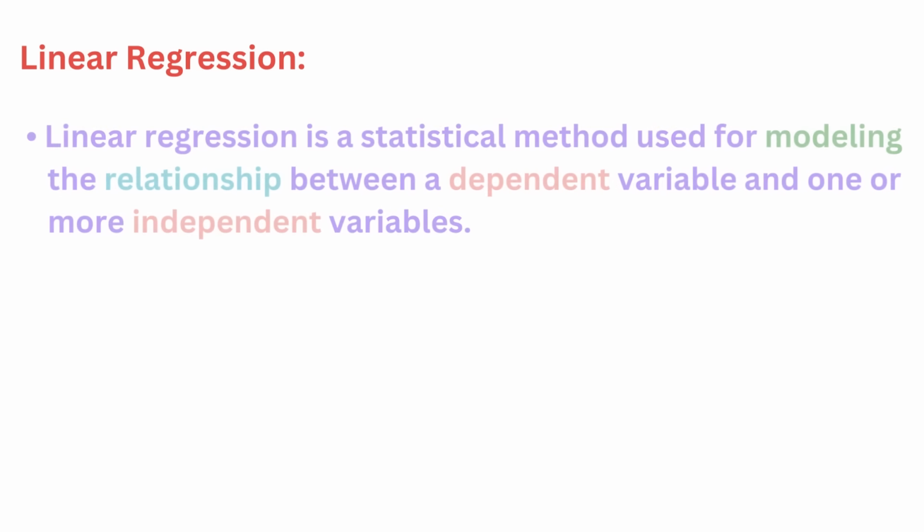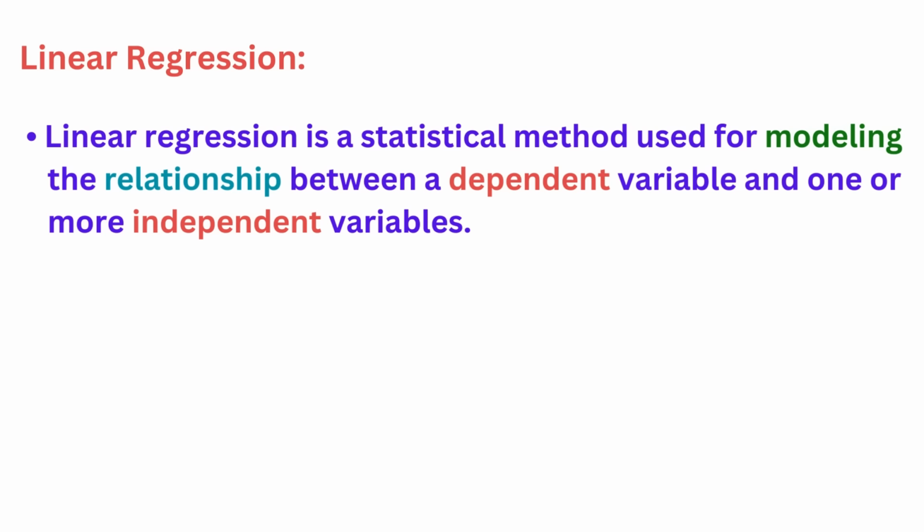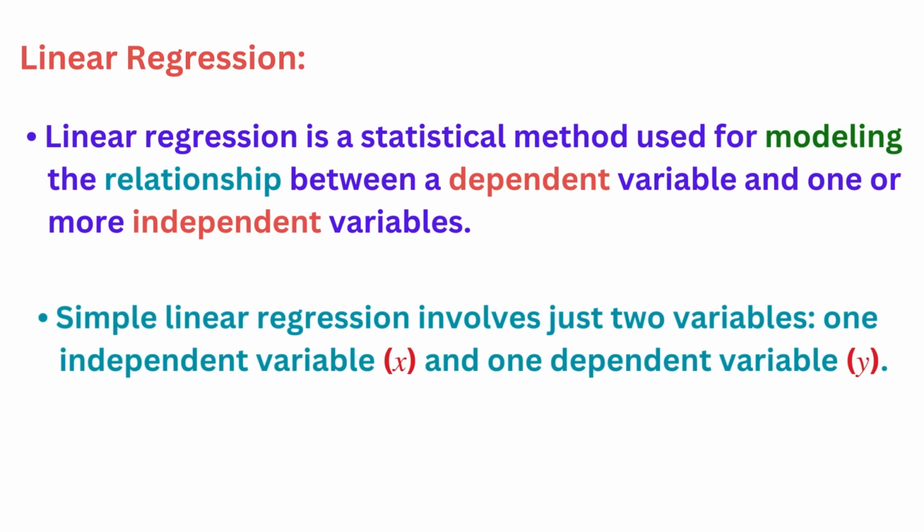Linear regression. Linear regression is a statistical method used for modeling the relationship between a dependent variable and one or more independent variables. Simple linear regression involves just two variables, one independent variable, x, and one dependent variable, y.